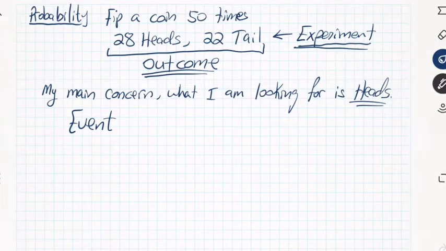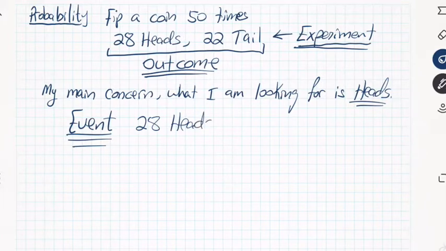All right. And then we have, what am I really interested in in this experiment? Well, I'm interested when it comes out as heads. So that would be the event. So my event has 28 heads. My outcome has 28 heads and 22 tails for a total of 50 outcomes.